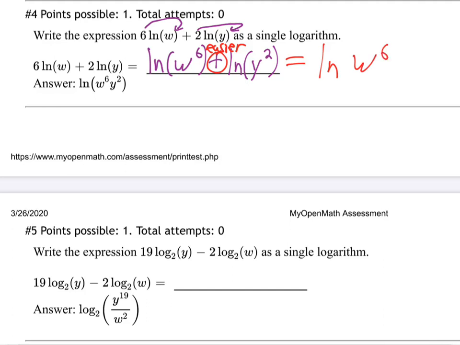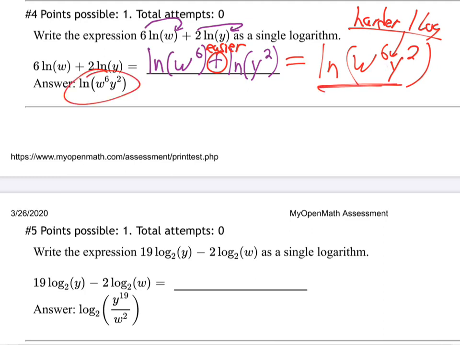It's going to be w to the 6th times, right? That means multiply. It's harder for one log. It's multiplication. Right? There's a times. You don't have to show the dot, but I'm just trying to be clear. It means multiplication. There it is, as they show right there. Okay. Let's try number 5.